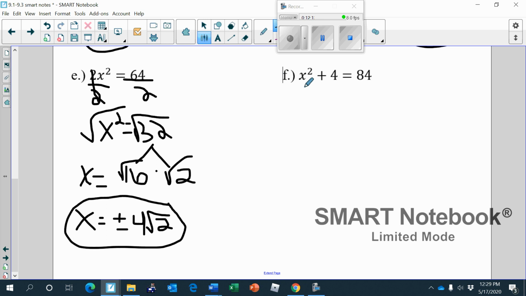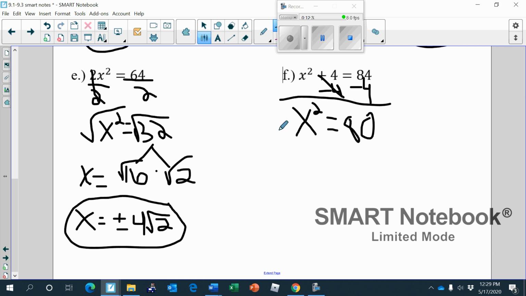All right, let's take a look at letter F. What am I going to do? I'm going to subtract 4 because my x squared is not by itself yet. You're going to get x squared is equal to 80. Again, we know that's not one of our perfect squares, so we're going to do the same thing that we did in letter E. We're going to take the square root.